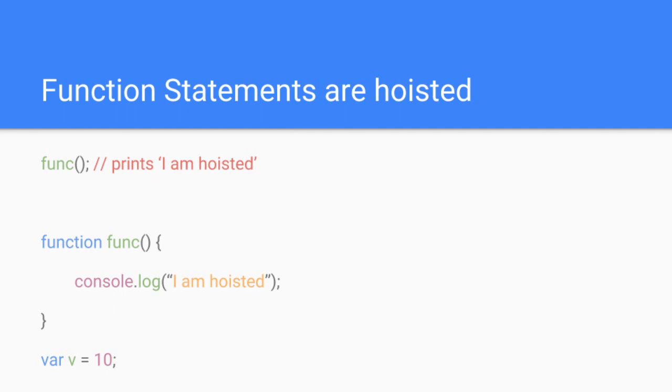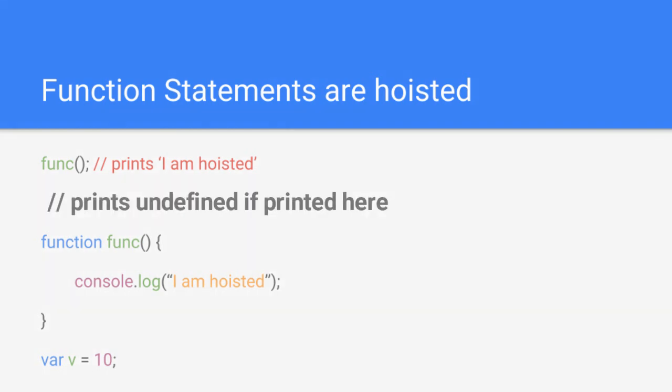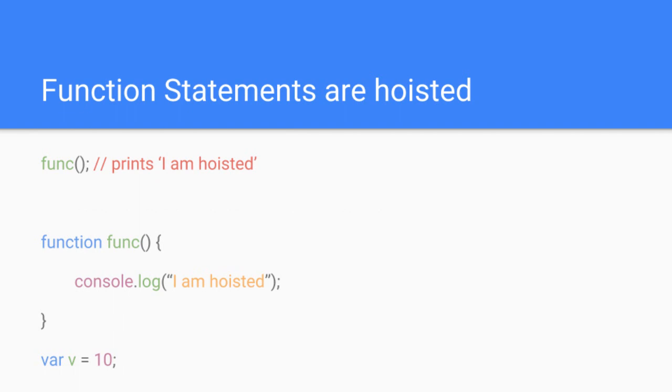This is the same for variables. If there was a variable declared anywhere in this file, say var v equal to 10, and if we console log it before that line, you would still not get a reference error. However, if you try to print out the value of that variable before that line, it would print out undefined, as only the declaration gets hoisted and not the definition of the variable.